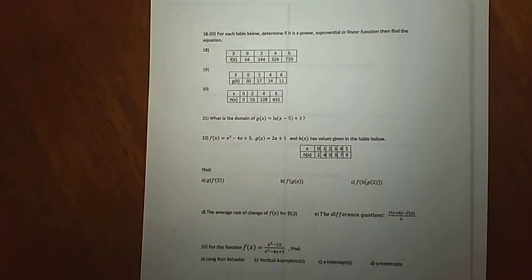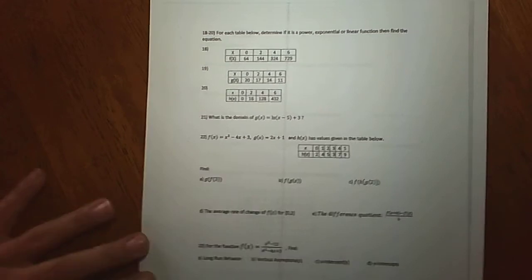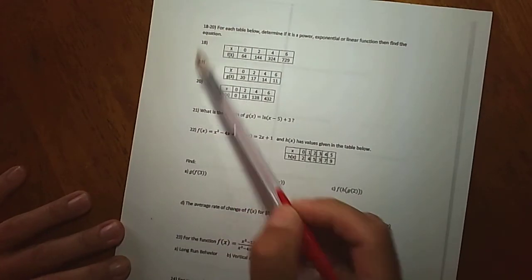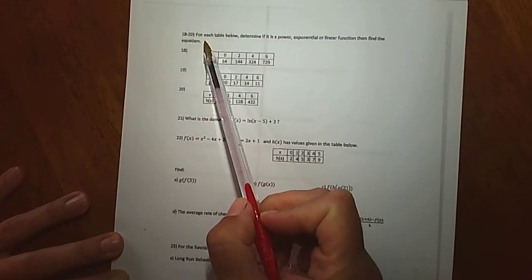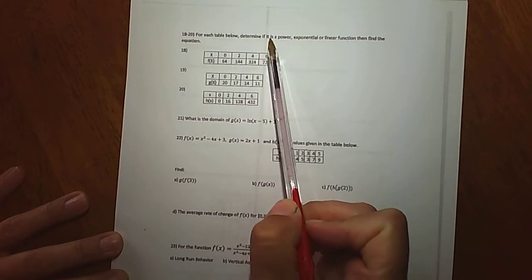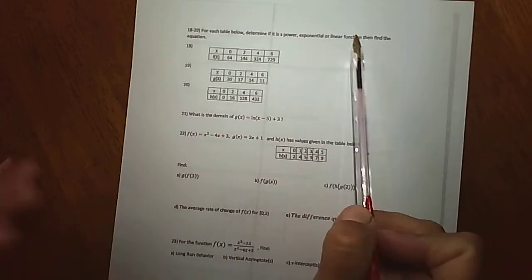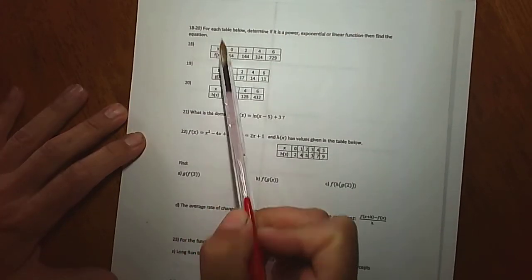This is the next portion of packet number 5 I asked you guys to try. And the first portion of that was numbers 18 through 21. For sections 18 through 20, the direction says, for each table below, determine if it's a power, exponential, or linear function. Then find the equation.